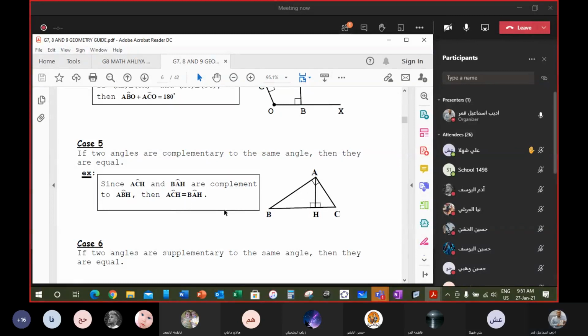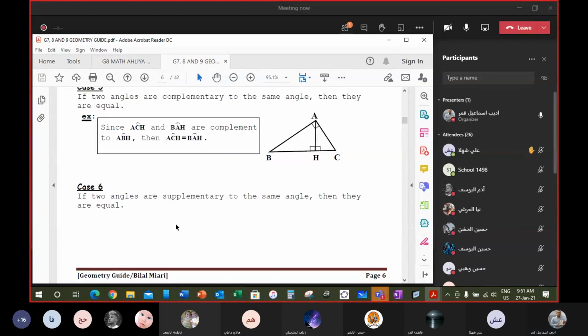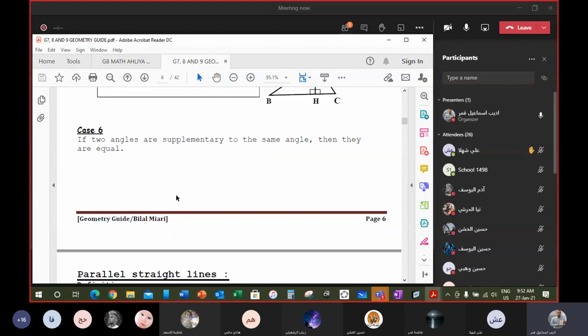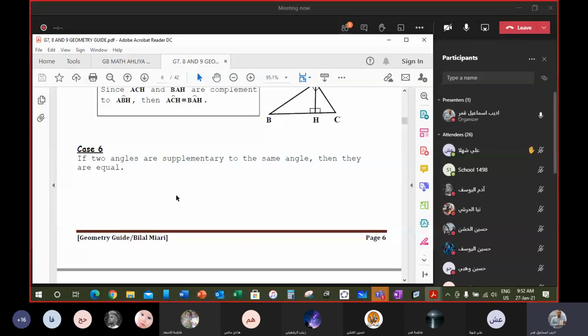Also, we have HAB plus ABH equal to 90 degrees. Then ACH is equal to BAH. Case 6. If two angles are supplementary to the same angle, then they are equal.